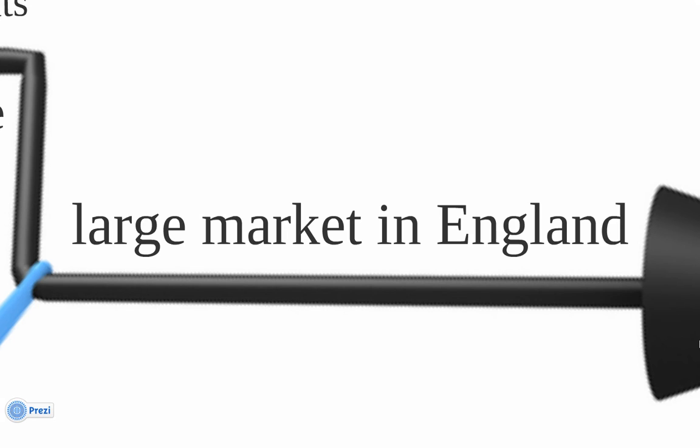Another thing that England had going for it was a large market. What I don't mean is like a shopping mall, that would be a large market, but what I'm talking about is a huge number of people. Those people have some money. They don't have a ton of money, but there are a lot of people with some money, and they want to spend that money. They're willing to buy things if the right product comes along.